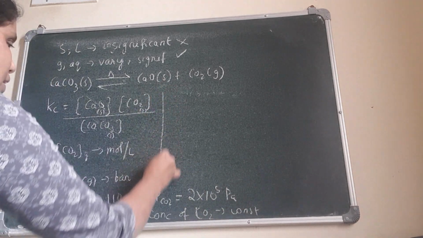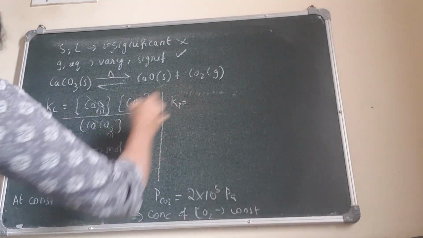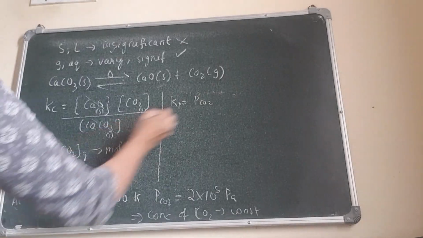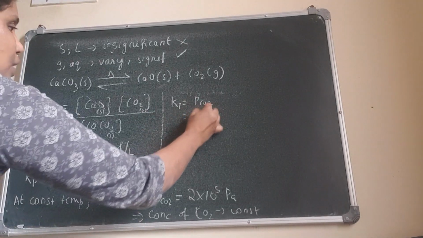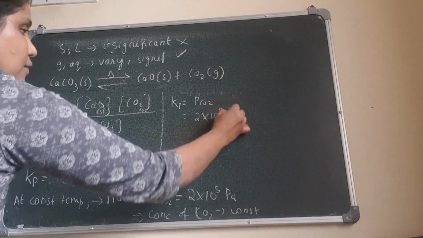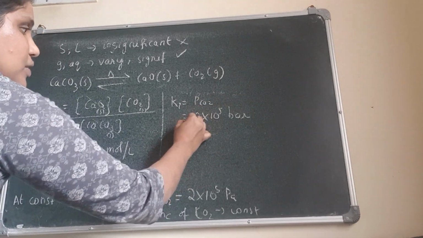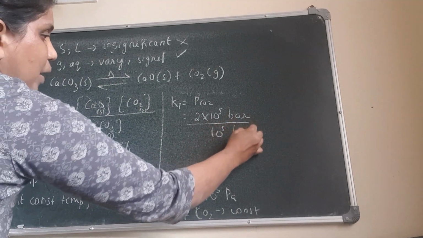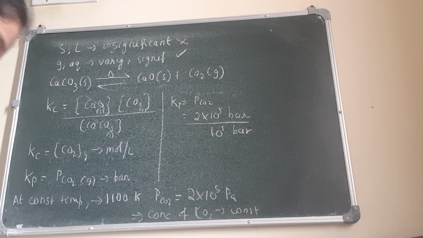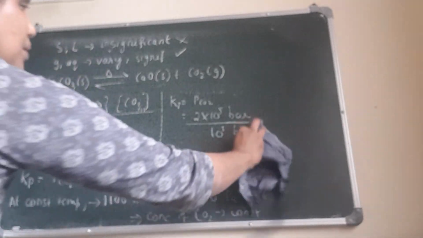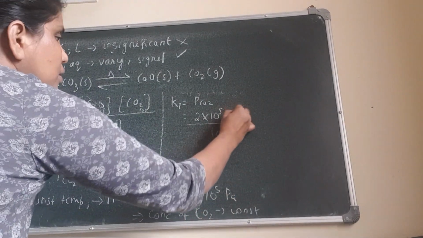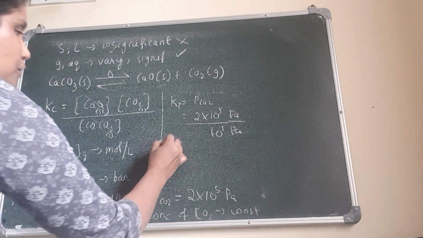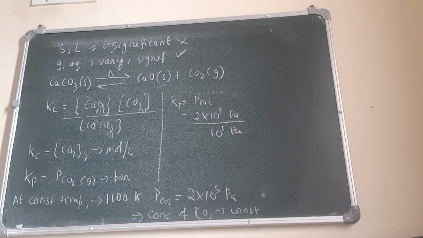So now how do I write Kp? Kp will be PCO2, which we have just written here, and at this temperature its value is 2 into 10 power 5. So to remove the dimensions, because we do not want them, I divide by 1 bar. Sorry, it's not in bars, it's in Pascal, so you divide by Pascal. The reason why we do it is, we try to write everything in its standard states.